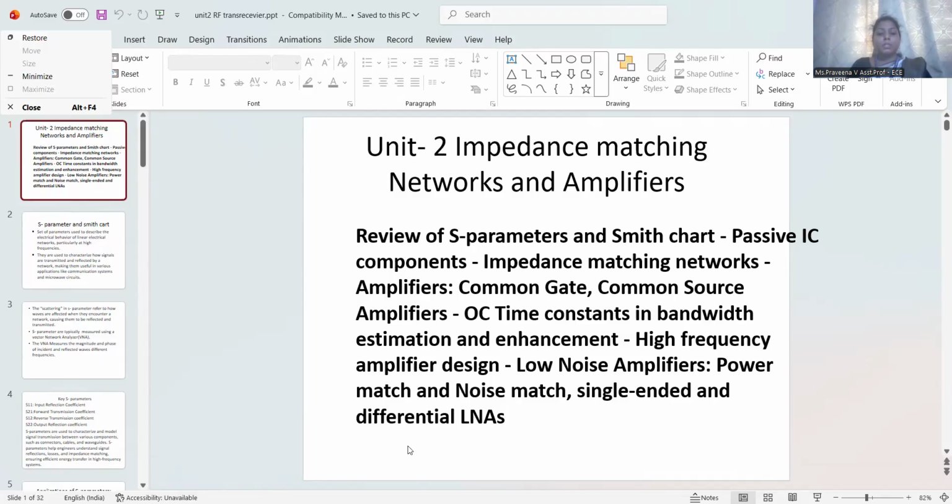Next, this unit also provides the knowledge needed to design high performance RF circuits that are used in wireless communication, IoT devices, satellite systems, and modern electronic products.